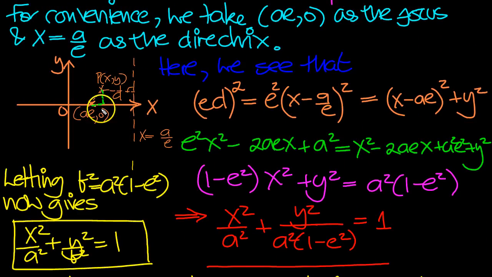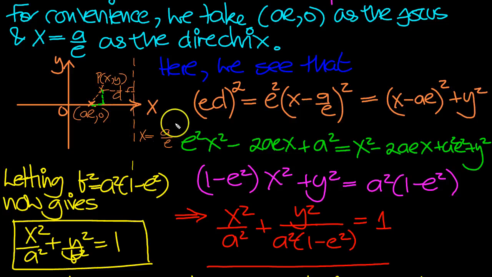So let's have a look at this. So here's the x-axis, we put (ae, 0), the focus point here. Here's our directrix, and here's our set of points P that we're going to generate now. The ratio of this distance, which we've labelled D, is E times this distance is equal to the smaller distance, because E is less than 1, isn't it?